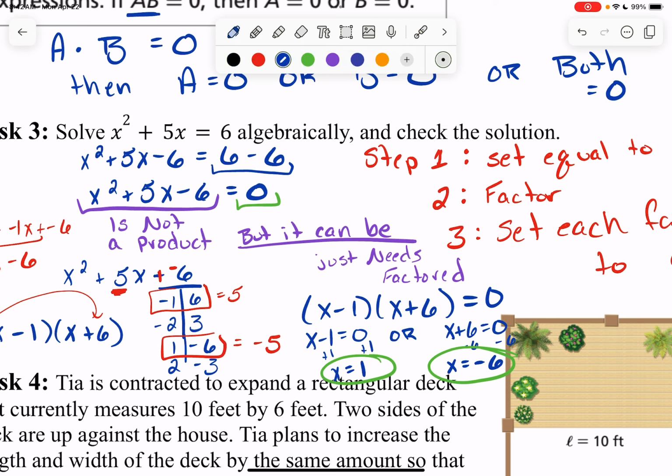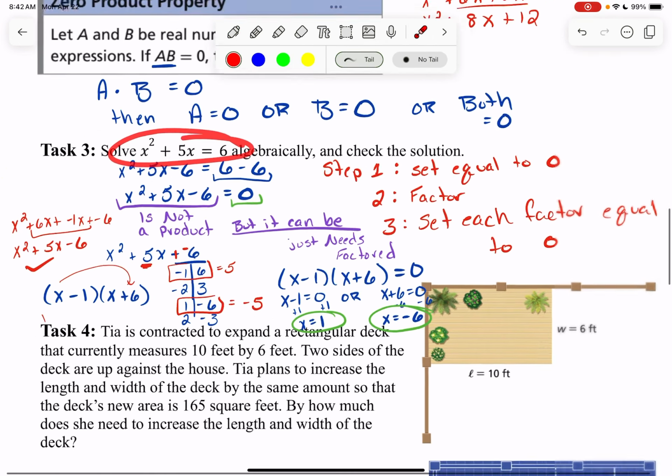Or I can do it in my head. Negative 6 squared, negative 6 times negative 6 is positive 36, plus the negative 30 is 6. I'm just doing this process in my head. So they both work. So there are my solutions.